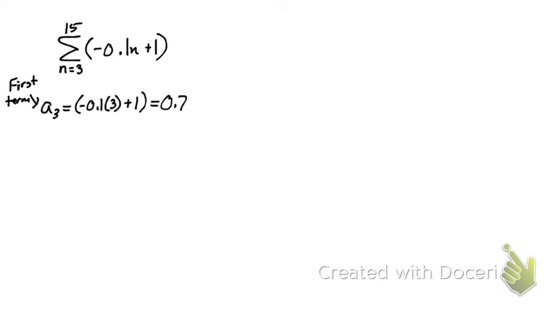My last term is my biggest number, so that's a sub 15. That's plugging in 15, so we have negative 0.1 times 15, I like parentheses on there, plus 1. That would equal negative 0.5.